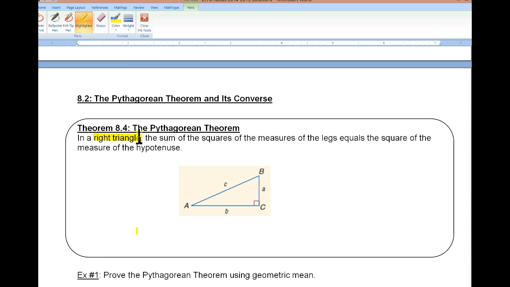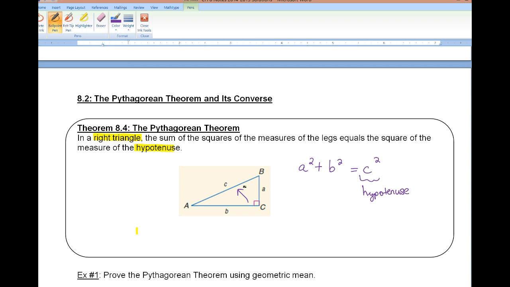So when we first learn about conditional statements or theorems, you have your hypothesis and your conclusion. First you have to have a right triangle, and then a squared plus b squared has to be equal to c squared. C squared is the measure of the hypotenuse. How do we know it's the hypotenuse? It's opposite the right angle. Also, you may remember that the hypotenuse is the longest side.